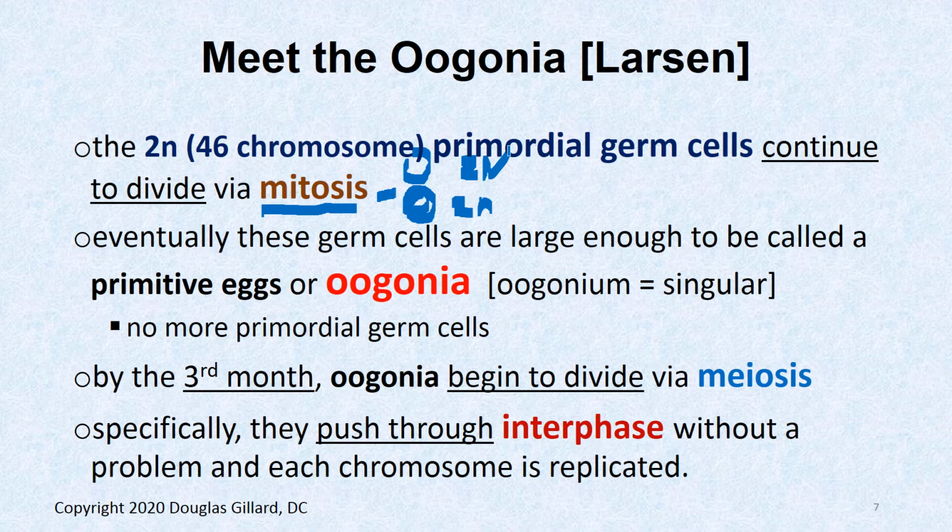And eventually they get big enough where it changes names from the primitive germ cells into something called the oogonia. Or you could call it the primitive egg. So the oogonia cells are still multiplying and growing, but about the third month, we stop mitosis and we begin meiosis, and that's a reduction division, right?